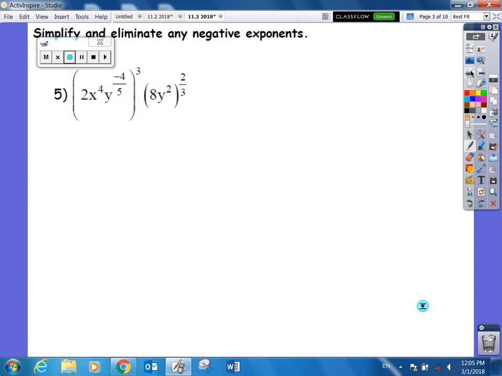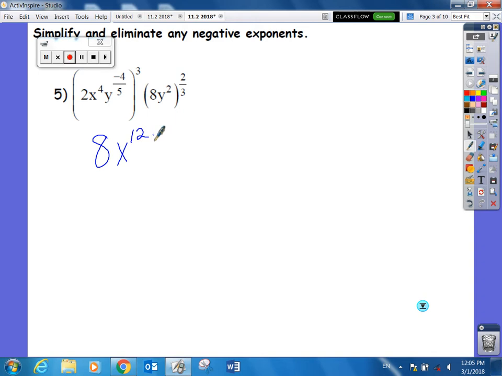So (2x to the fourth, y to the negative 4/5) to the third. You could cube everything. You could move this down and then cube everything. It's kind of up to you what you want to do. What I want to do is get rid of that cube first. So I'm going to make that 8.